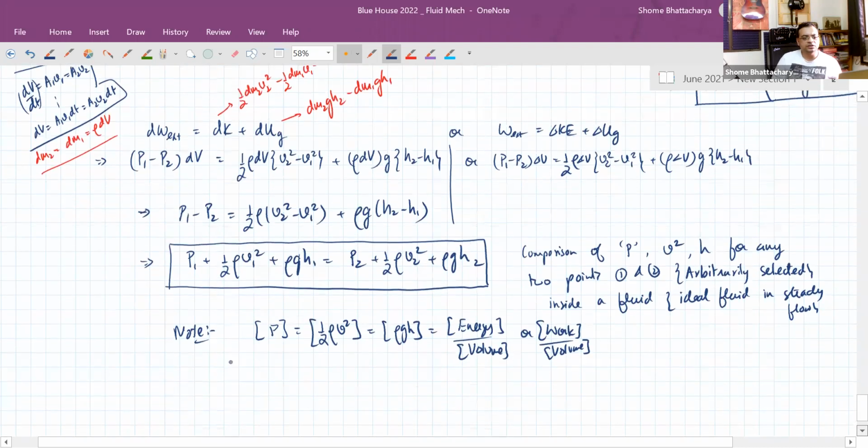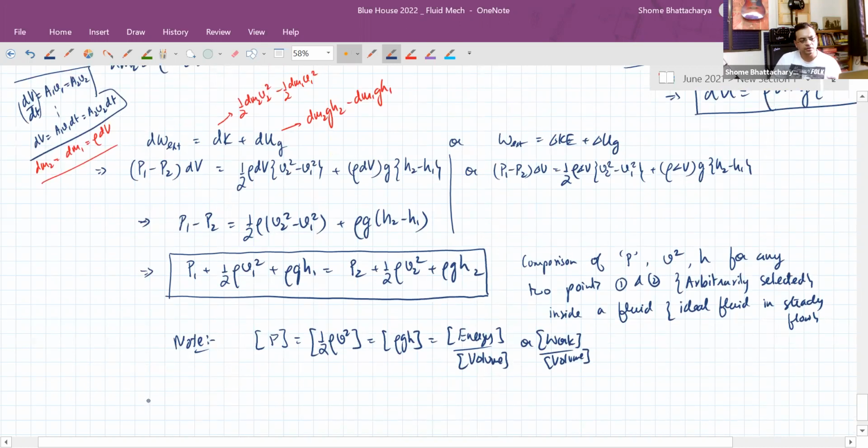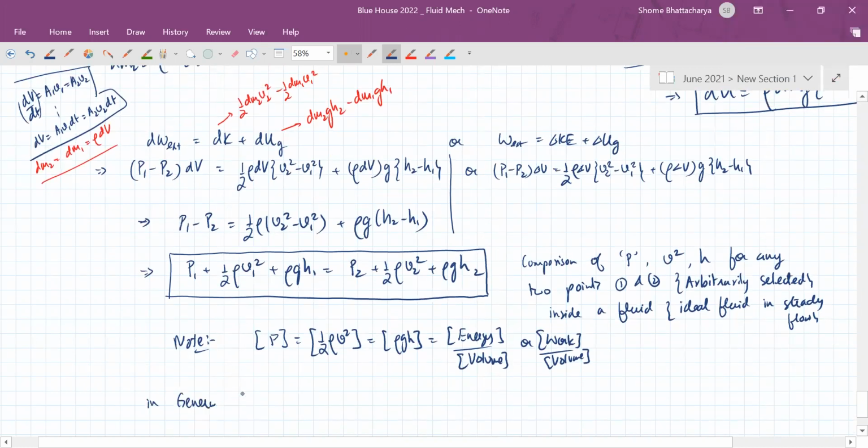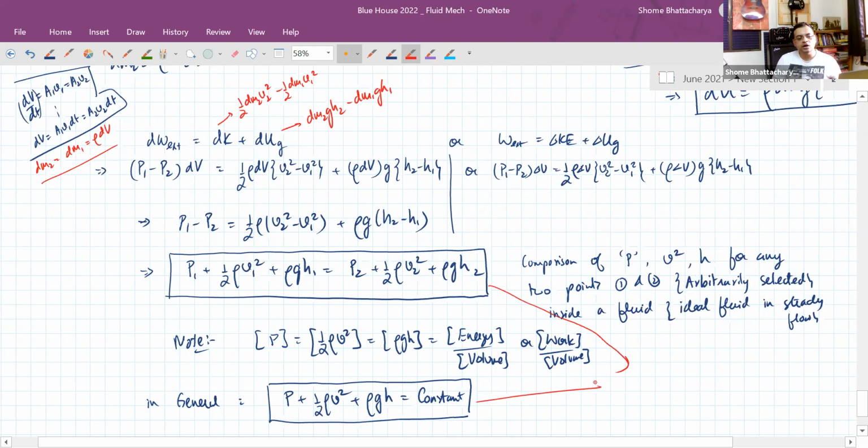And also we can generalize this equation and say that in general, at any point, the sum of these 3 quantities, pressure, kinetic energy per unit volume, and gravitational potential energy per unit volume with respect to some reference level, will be a constant. This is another way of expressing the same thing, and this is called Bernoulli's equation. Whether we express it by comparing any 2 arbitrary points, or we generalize it, this is the statement of Bernoulli's equation.